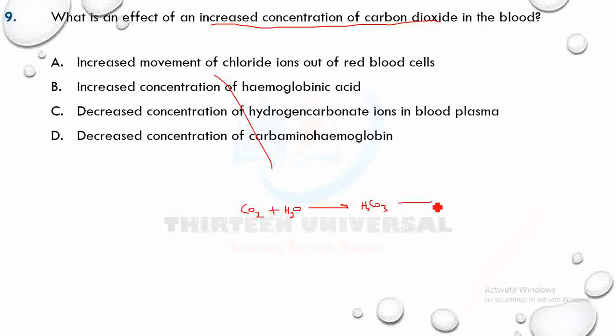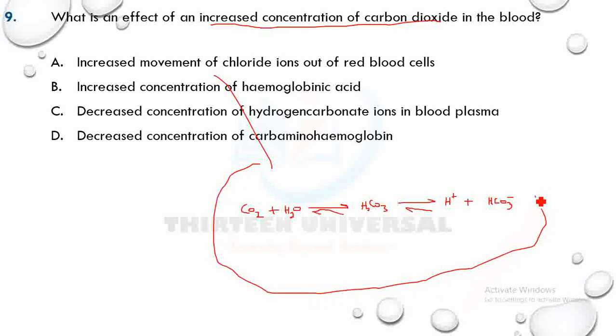And this carbonic acid, of course, will dissociate to give us hydrogen ion and hydrogen carbonate ion. Can you see? All of this is happening in respiring tissue, but the backward reaction occurs in the alveoli. So all of this is happening inside the red blood cell in the respiring tissue. This is the red blood cell. I'm enclosing them inside the red blood cell.